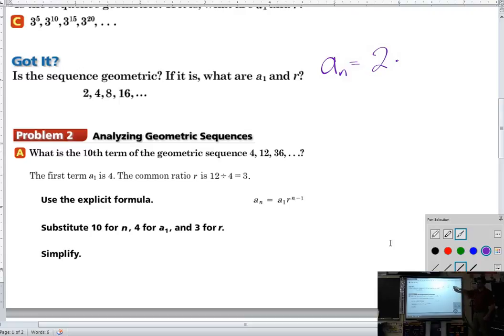Oh, it is geometric? Yep, this one, because they're doubling. So always look for, is there a consistent multiplication? I thought if it was consistent, that meant it was not. So arithmetic is consistent addition. Geometric is consistent multiplication. Okay, thank you. You are welcome.